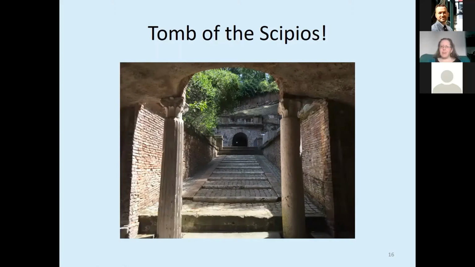And this is how I ended up walking past the tomb of the Scipios, which I didn't even know where it was. I mean, I knew it existed. I'd seen the inscriptions in the Vatican Museum. I'd never actually been to the tomb of the Scipios. I still haven't, but now I know where it is.